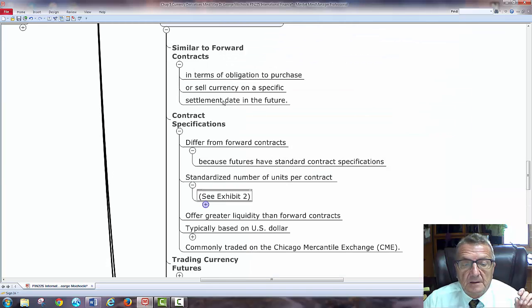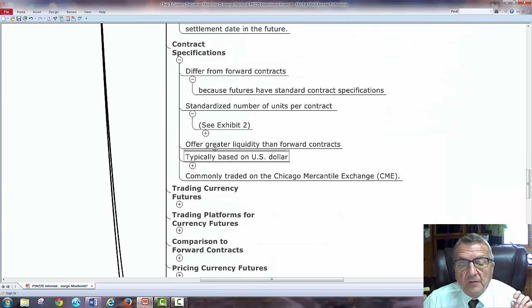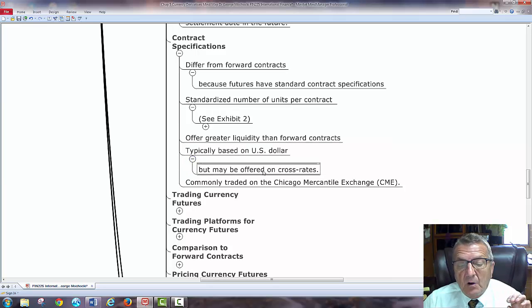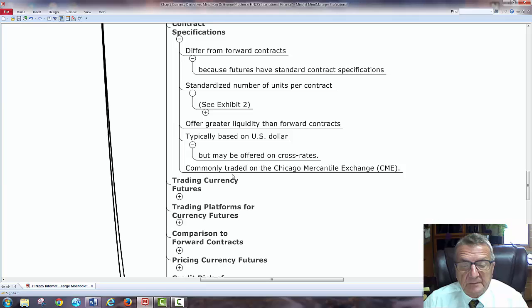Okay. Now, we have this. They offer greater liquidity than forward contracts. Remember, liquidity is how quickly I could turn it into cash or sell it. Typically based on the U.S. dollar. The whole thing may be offered on the cross rates we talked about before. Commonly traded on the Chicago Mercantile Exchange.